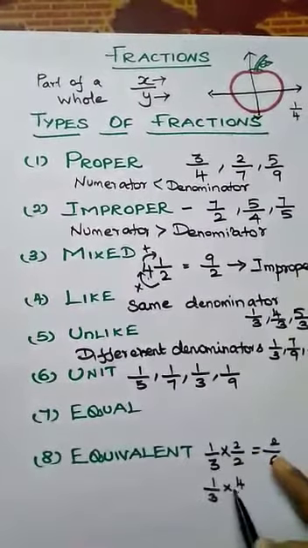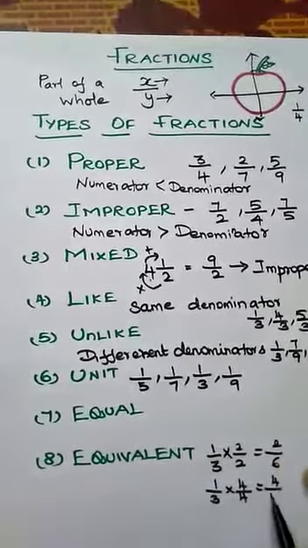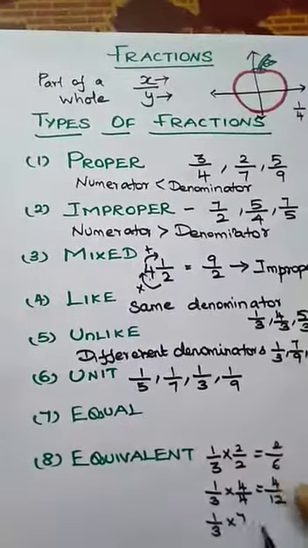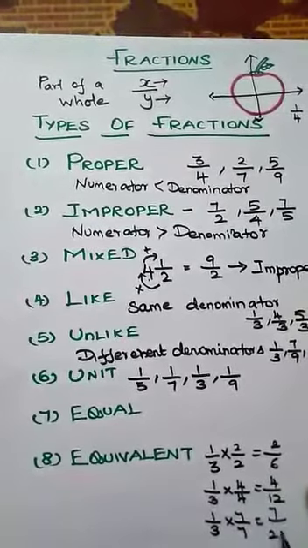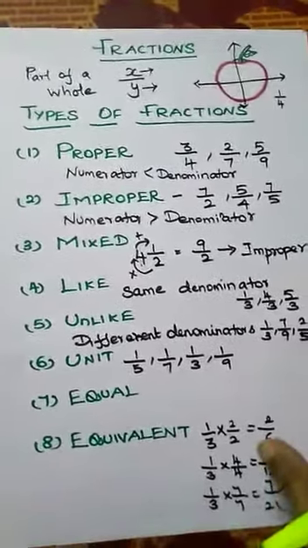Again I am going to take the next number, 4. So 1 by 3 into 4. 1 into 4, 4. 3 into 4, 12. Next I am going to take the number 7. So 1 into 7, 7. 3 into 7, 21. These fractions are called equivalent fractions.